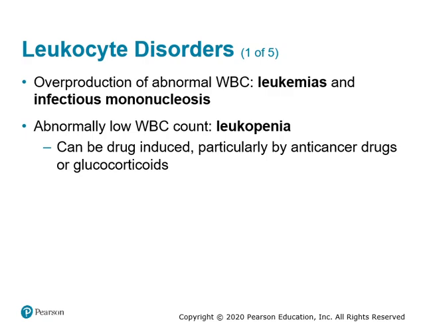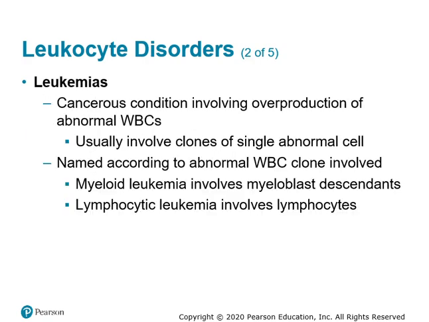And there's also another type, which is infectious mononucleosis. Now, leukemias are cancerous conditions that involve the overproduction of abnormal white blood cells. But it is grouped here with infectious mononucleosis because we see abnormal development of lymphocytes with infectious mononucleosis. But both of these conditions generally create what's called an abnormally low white blood cell count, or leukopenia. And that can be drug-induced, it can be because of anti-cancer drugs or glucocorticoids, but that's generally a result of those conditions.